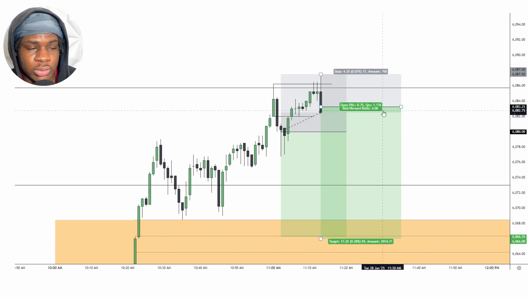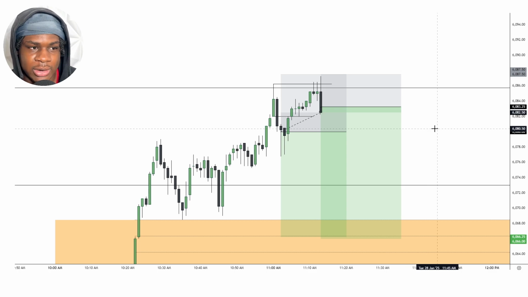This is very important when it comes to scaling in, right? When you get that confirmation, you add to your winning position and you maximize the reward. And if you don't get that confirmation, if price does end up taking you out, it ends up being a small loss, right? These are the little things that are very important when it comes to becoming a profitable trader.